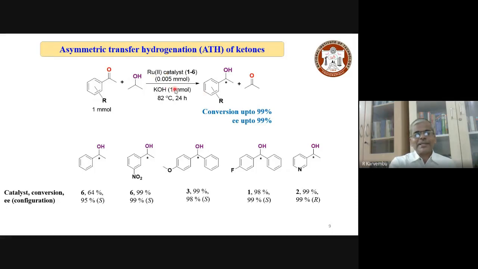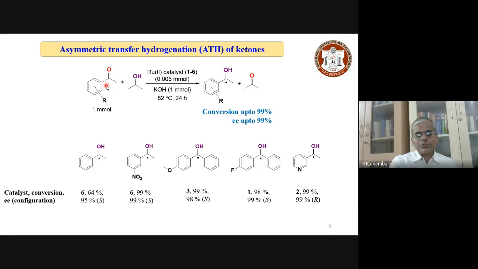But without the catalyst, this reaction will not proceed. The hydrogens cannot be transferred directly. You need a metal like ruthenium. So the ruthenium acts as a mediator. The ruthenium takes hydrogen from 2-propanol and gives hydrogen to this ketone, right? So without a mediator like ruthenium, you cannot take hydrogen from this alcohol, so hydrogen cannot be transferred to the substrate ketone, right?